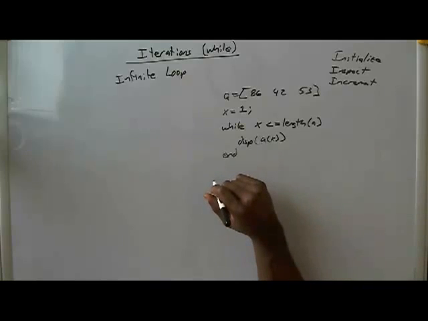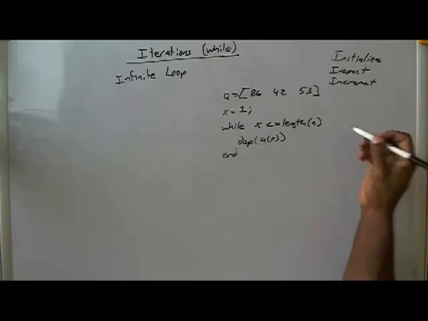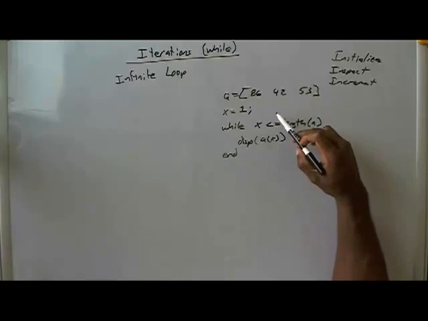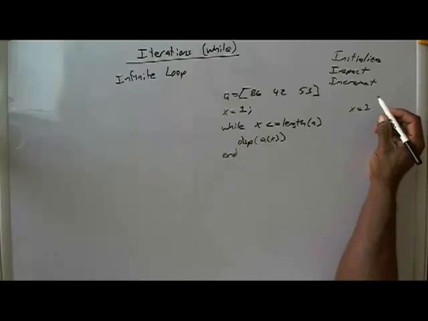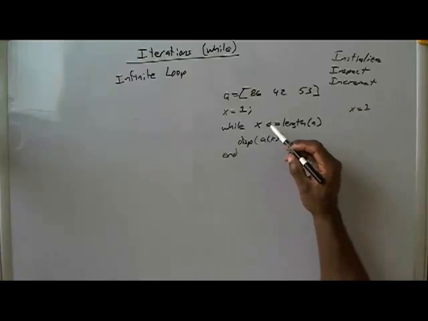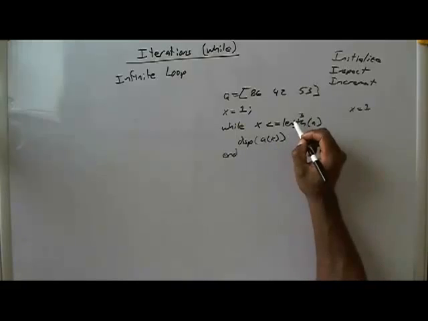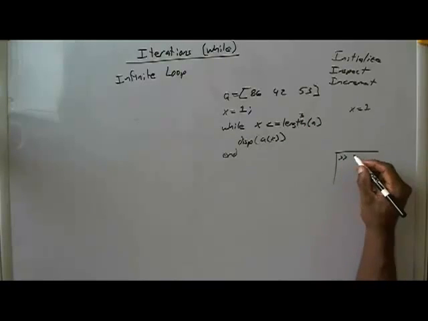Well, what's going to happen? Let's look at this. First of all, A is going to equal this vector, and X is going to equal 1. Then you'll have X less than or equal to the length of A, which is 3. So is 1 less than 3? Yes. So in the command window, you will display the value A indexed at 1, which is 86.